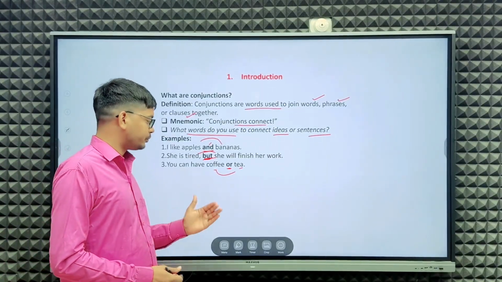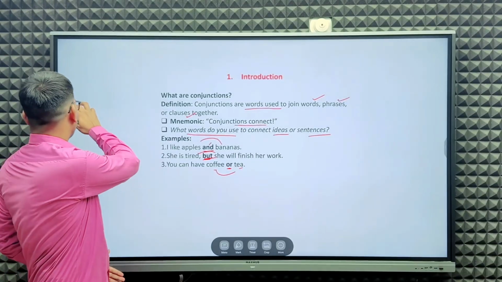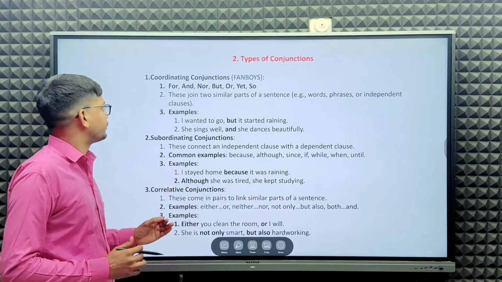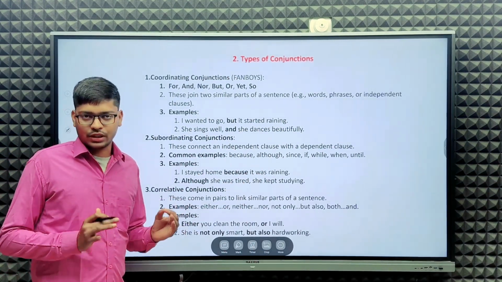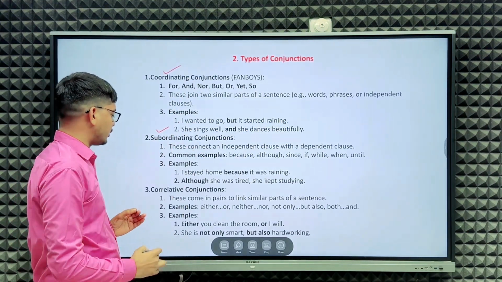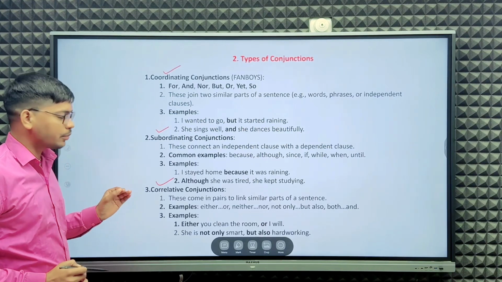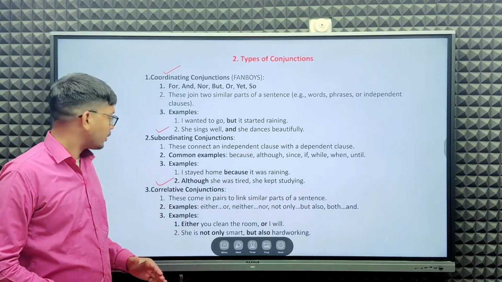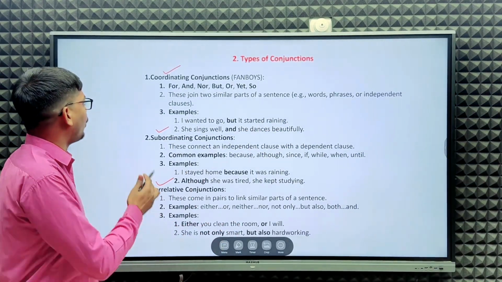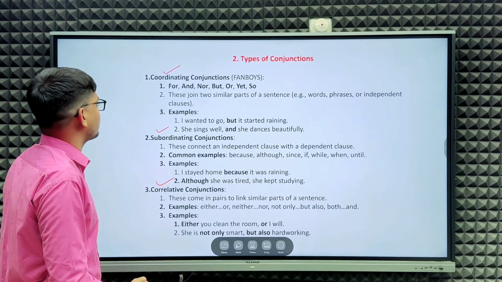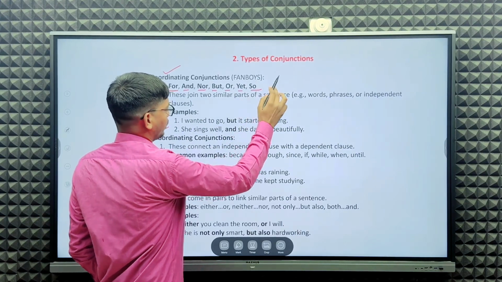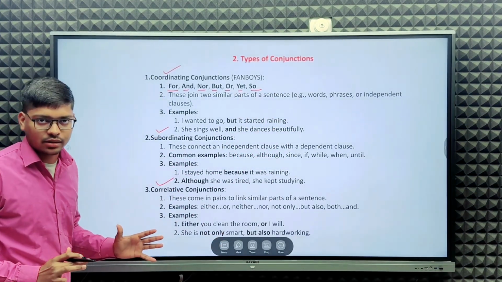Okay, so let's see the types of conjunctions. Mostly there are three types: first is coordinating conjunctions, second subordinating conjunctions, and third correlative conjunctions. So let's learn one by one. Our first type, coordinating conjunctions: for, and, nor, but, or, yet, so. They are all coordinating conjunctions.